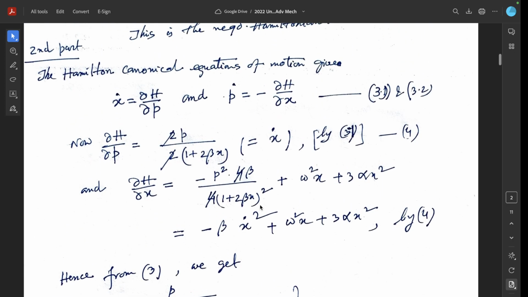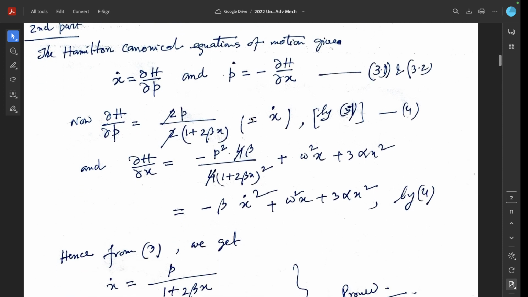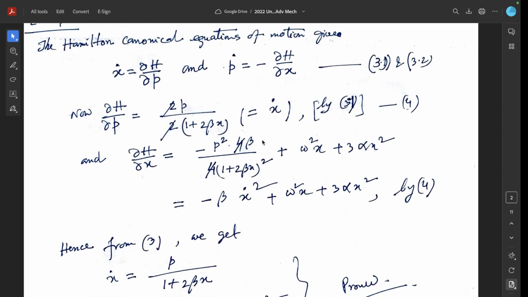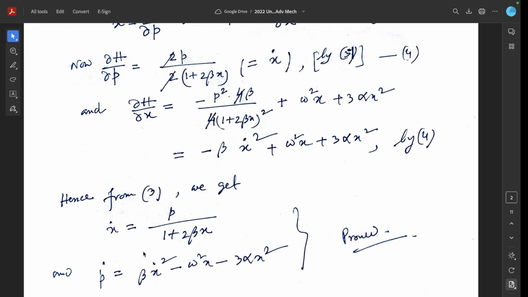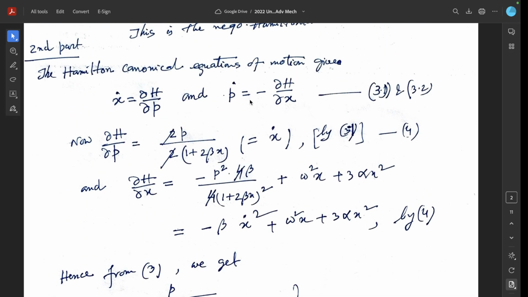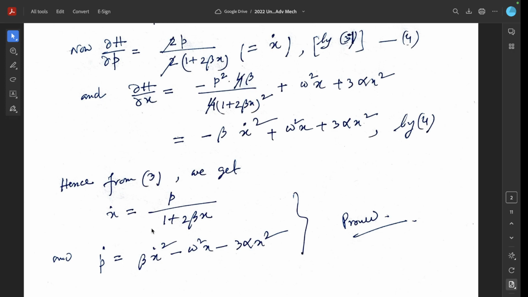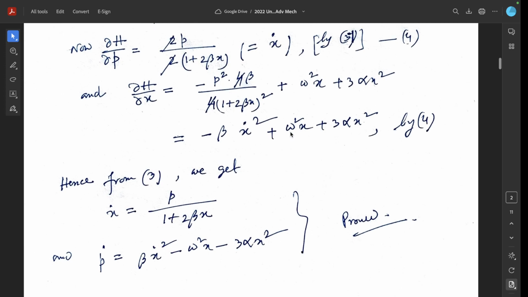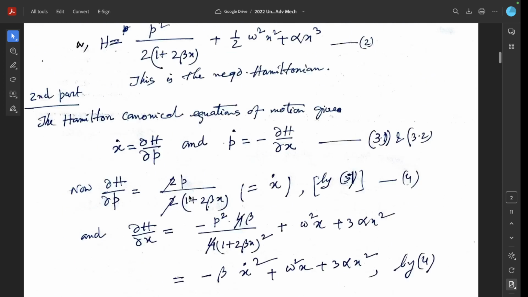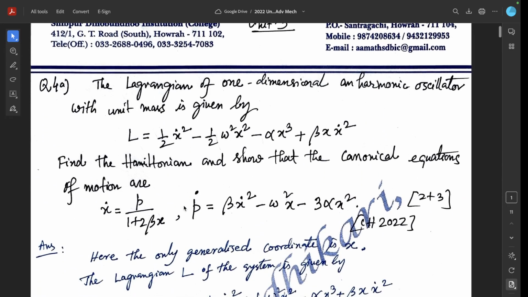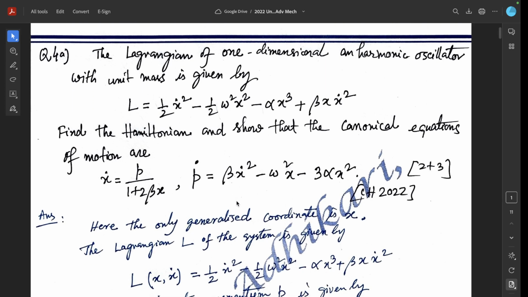And hence from 3, we get x dot equal to p by 1 plus 2 beta. Actually, we get from 4 this, and p dot equal to this, p dot equal to beta x dot square minus omega square x minus 3 alpha x square, and x dot equal to this. This is the required result.